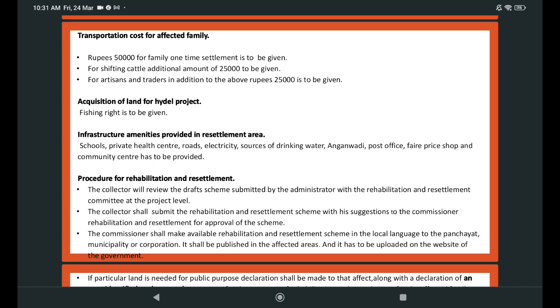Now the procedure. The administrator of rehabilitation and resettlement submits the draft scheme to the collector. The collector will review the draft scheme. The collector will submit the draft scheme to the Commissioner of Rehabilitation and Resettlement for approval. The Commissioner will publish the scheme in the local language to the Panchayat, municipality or corporation. The rehabilitation and resettlement scheme should be uploaded on the website of the government.